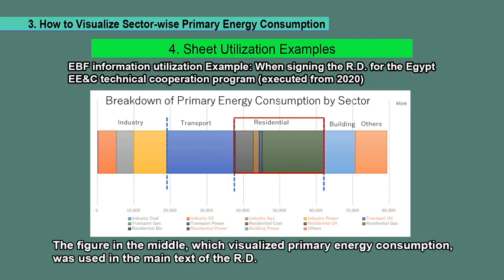By sector, consumption by the residential sector is overwhelmingly large, followed by industry and transport. By energy source, you can see that consumption related to electricity is the largest. Oil consumption by transport is also not negligible. With such understanding of the big picture, we discussed which sector or energy source to focus on. It led to the formulation of an efficient, functional program in Egypt.